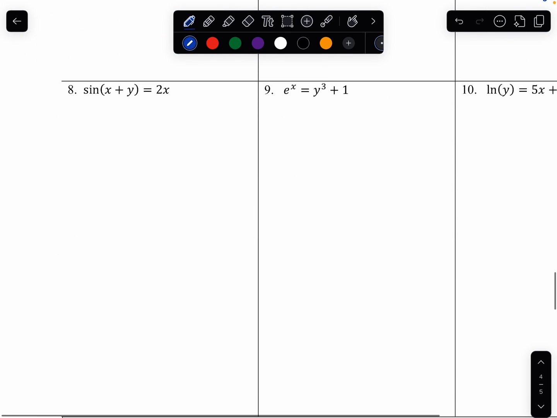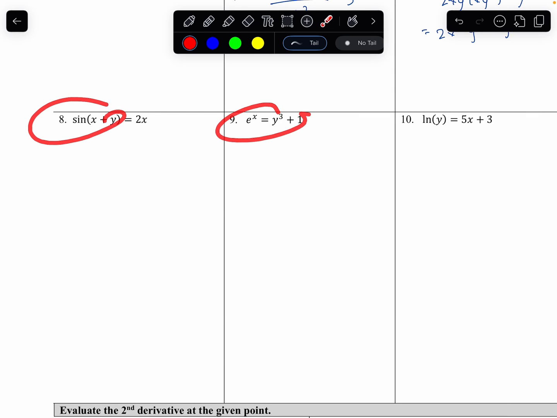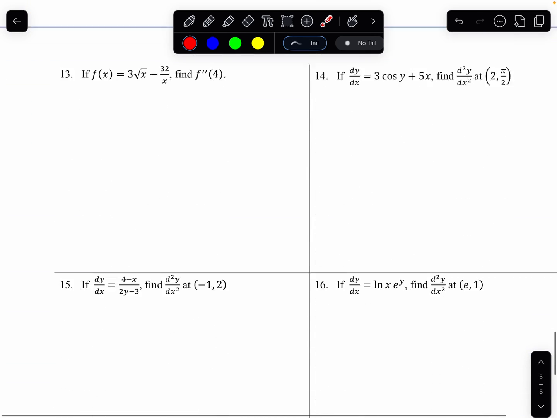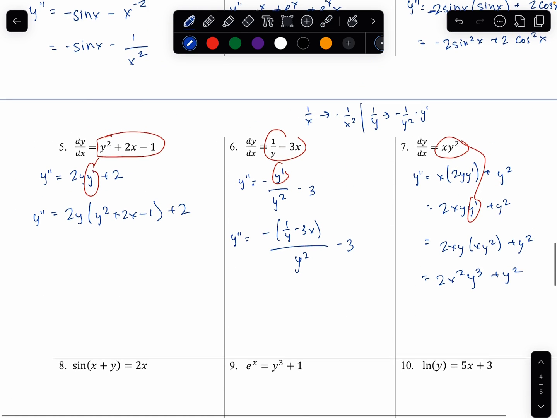For 8, the derivative, this is all implicit right here, and I don't even have a first derivative here. So that means for 8, 9, and 10, you're going to have to find two derivatives. For these ones, we already had the first derivative.